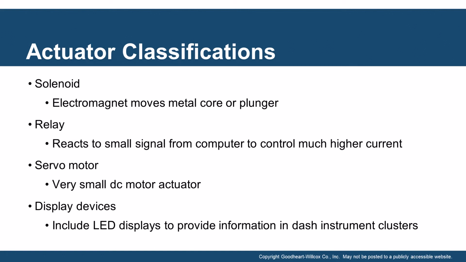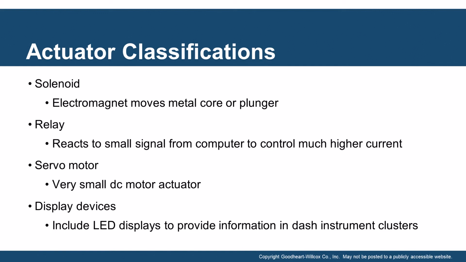Now, solenoids are probably a common term that you may have heard of before. Solenoids are often what drives our door locks inside the car. And in those, we have an electromagnet that actually moves a metal core or a plunger. It actually works on magnetism. All of these actually work very similarly, although they have different functions.